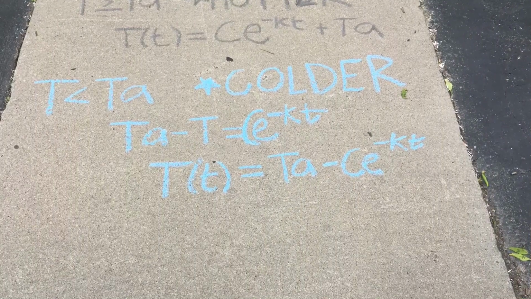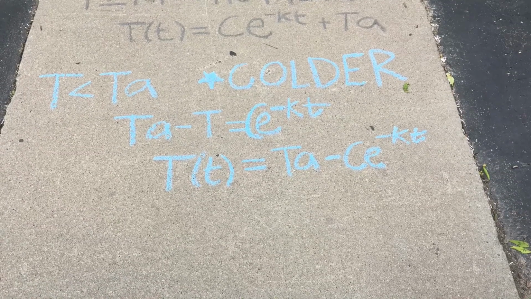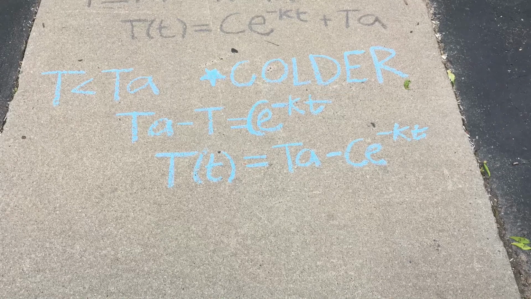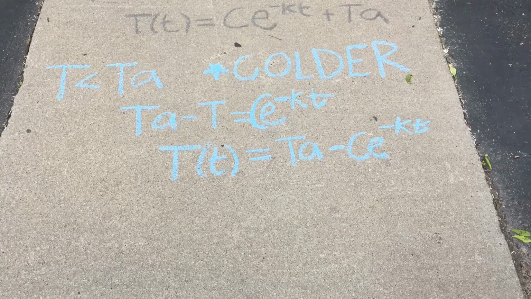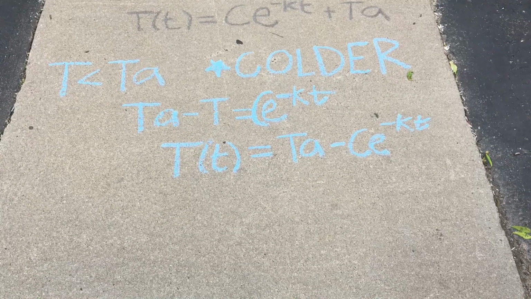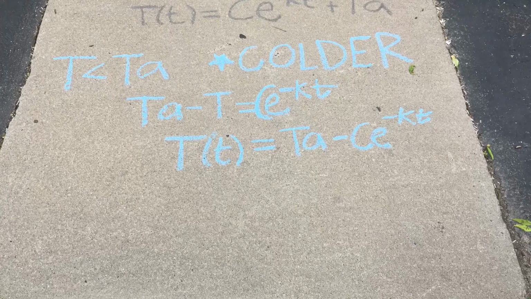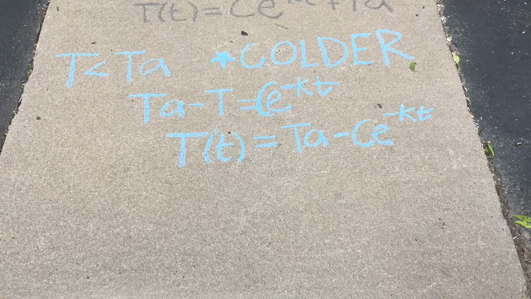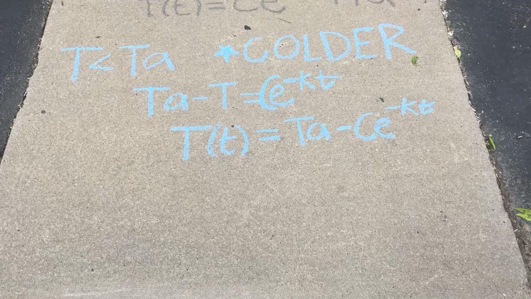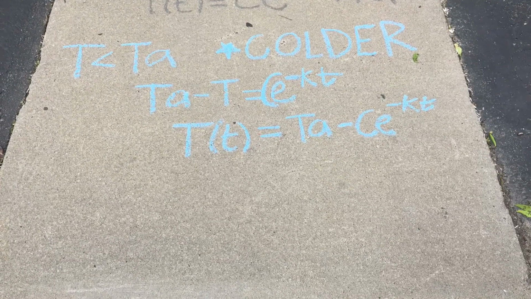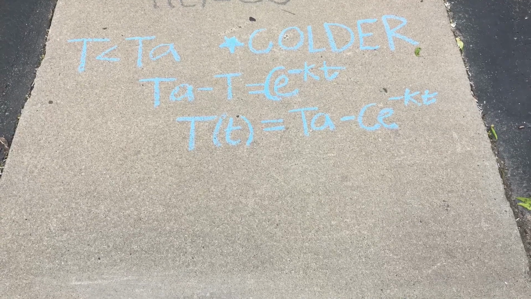If we want to look at something that is cooler than ambient temperature, the number inside the absolute value will be negative. Thus, after taking the absolute value, the number will turn positive. So this results in T sub a minus T equal to C e to the negative kt. Then, to solve for T, you add T to both sides and subtract C e to the negative kt from both sides. You will have T as a function of t is equal to T sub a minus C e to the negative kt.